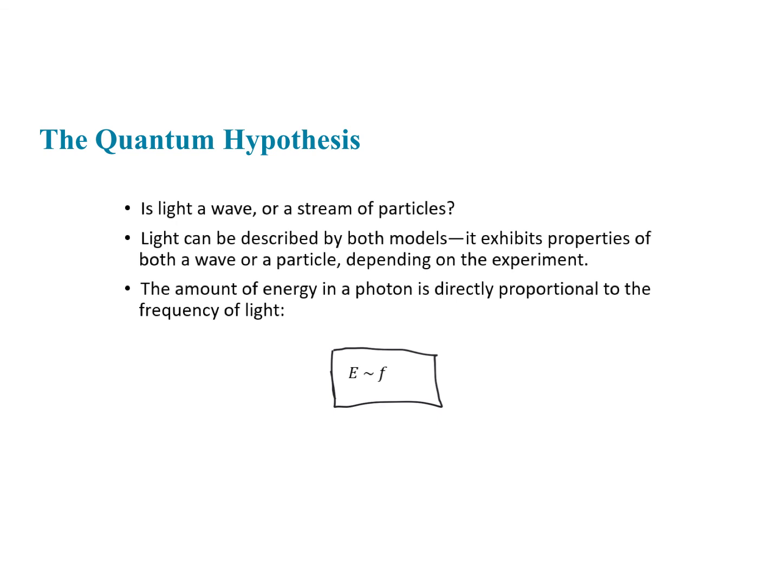So blue light has little packets that contain about twice the amount of energy that the red packets of light have. Blue photons have about twice as much energy as red photons because blue photons vibrate at about twice the frequency of red photons. That's what it means when we say the energy is proportional to the frequency.